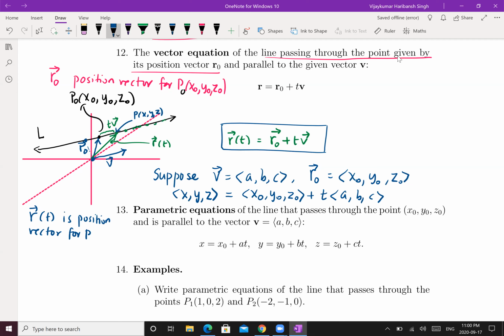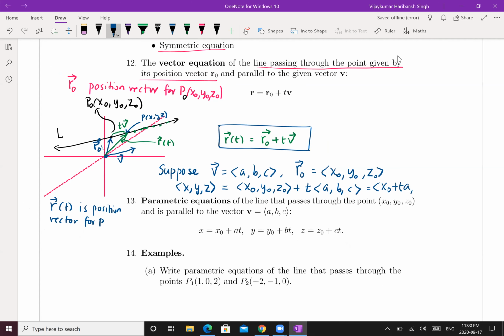Now, if you combine these two vectors together, multiply t with vector a, b, c, and then add them up, you get x0 plus ta, y0 plus tb, and z0 plus tc. So if we equate x equals x0 plus ta, y equals y0 plus tb, z equals z0 plus tc, then you get what is called the parametric equation of your line.